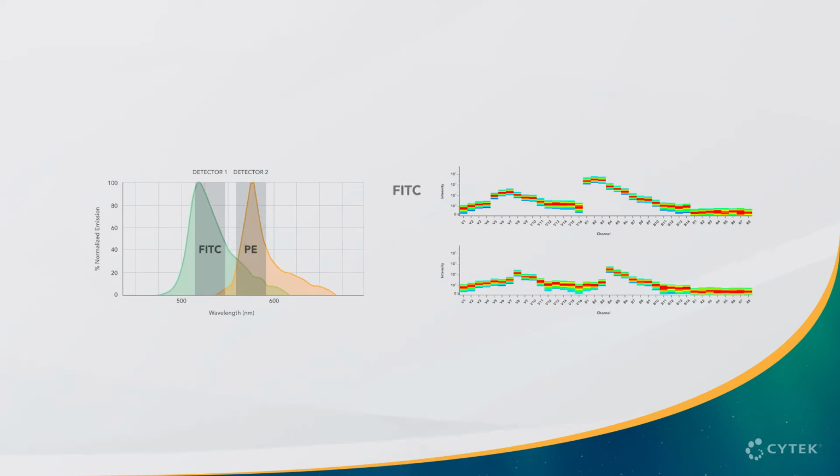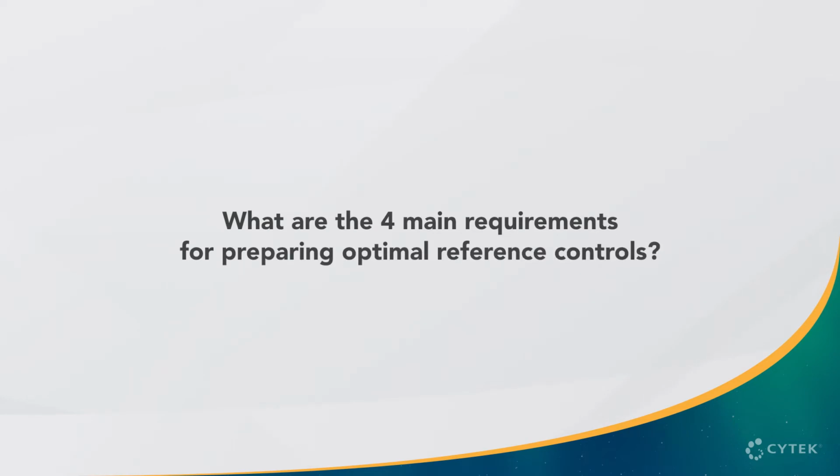For both conventional and spectral cytometry, the reliability and accuracy of the data depends on accurate measurement of spillover obtained through high-quality reference controls. Now that we understand what a reference control is and what it is used for, let's discuss the four main requirements for establishing high-quality reference controls.